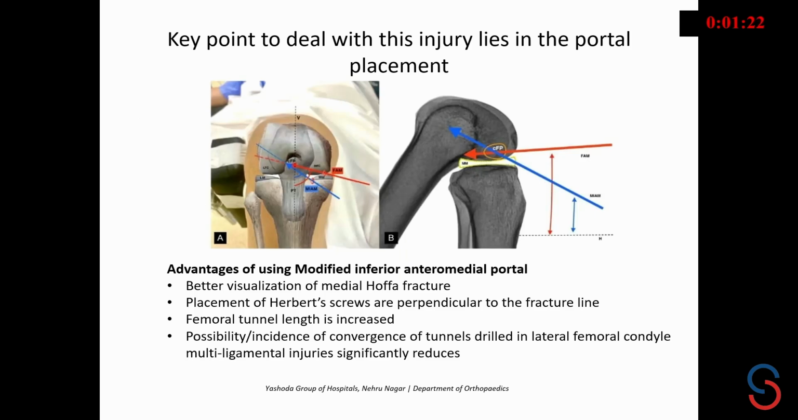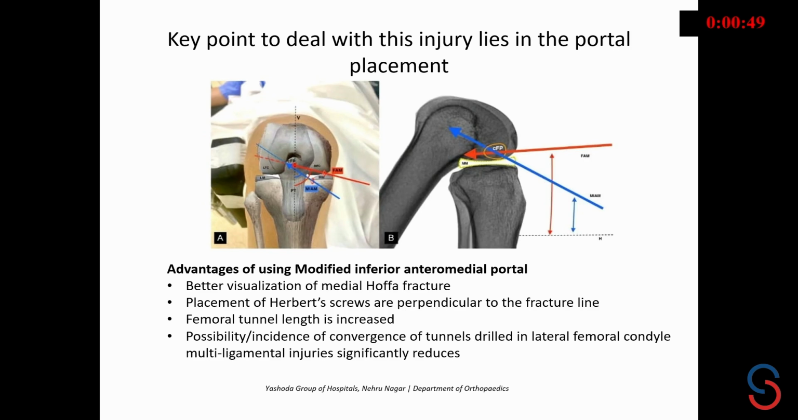Now, see, that is what I was saying. The endo button was more towards the anterior cortex, because I used a modified inferior anteromedial portal, and then the trajectory becomes like this. The Herbert screws I could place because they were perpendicular to it, and the endo button is towards the more anterior cortex. This approach helps in many ways, because you can better visualize the medial Hoffa fracture. You can place the Herbert screws perpendicular to the fracture line. The femoral tunnel lengths are also increased because of this.